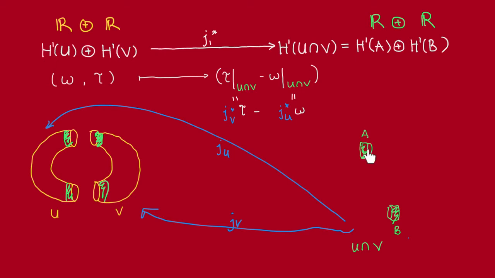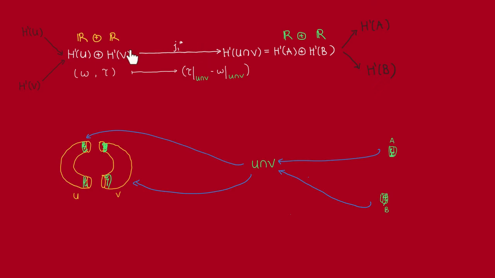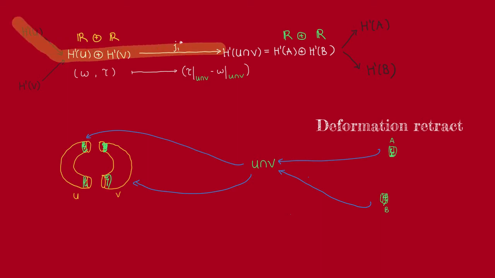This intersection is just the union of this A with this B. So to understand what this map is, we want to compose it with these injections and these projections. Now the key idea here is that A and B, each of them are deformation retracts of U and also of V. Thus we see that this map must be an isomorphism, this map must be an isomorphism, this map must be an isomorphism, and this map must be an isomorphism. So all these 4 maps.